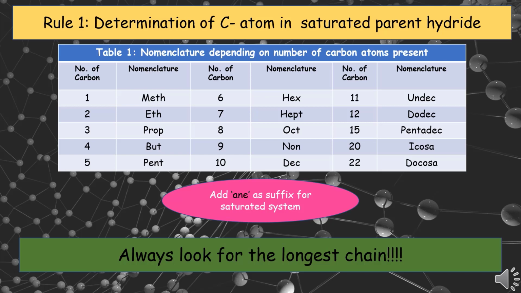That means if the number of carbon atoms present in the compound is 1, then the nomenclature will be meth. If it is 2, then it is eth, 3 it is prop, 4 it is but, 5 it is pent, and so on. So we have to use this kind of method for naming the parent compound.